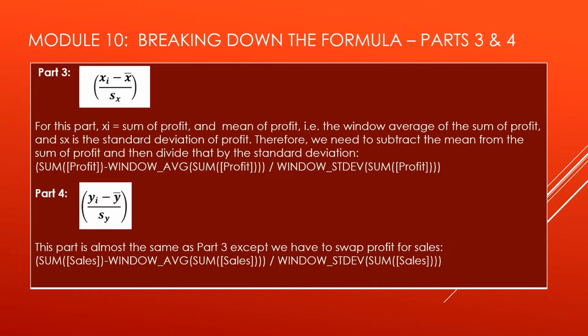For part 3, xi equals the sum of profit and x̄ is the mean of profit, for example, the window average of the sum of profit, and Sx is the standard deviation of profit. Therefore, we would need to subtract the mean from the sum of profit and then divide that by the standard deviation. And you'll see the line of the calculation that will do that. And then part 4 is almost the same as part 3, except we have to swap profit for sales.